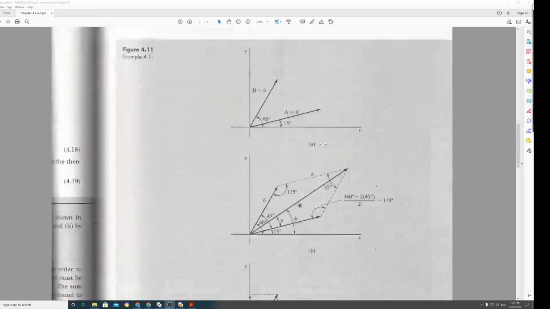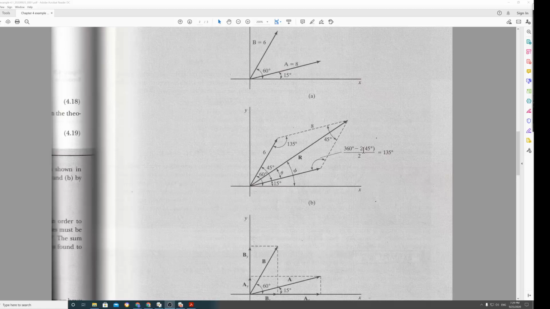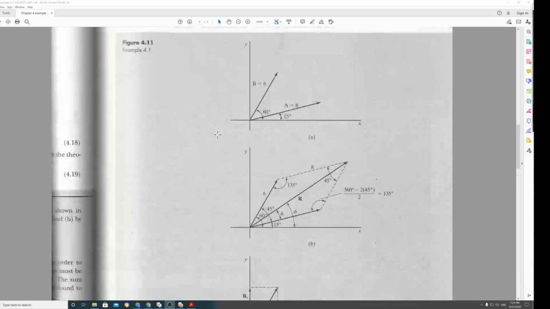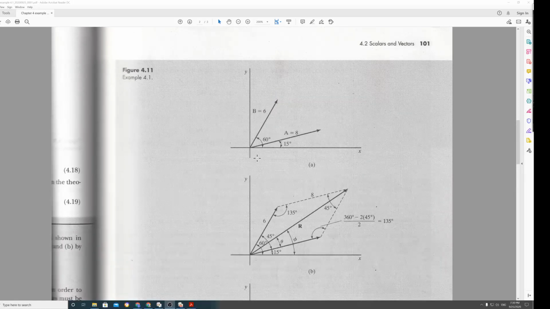I'll describe the process as we go through it, and I'll scroll back and forth between them. Let's say that here are your two vectors, vector B and vector A. And here's the positive x-axis, and there's an angle between each of the vectors and that axis. That's one way to represent a vector uniquely.